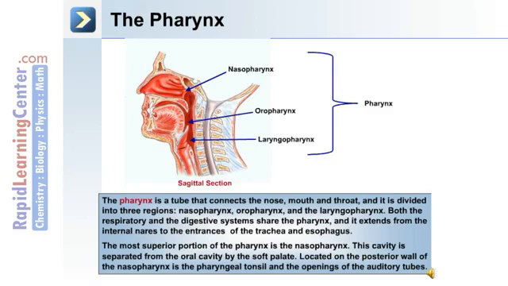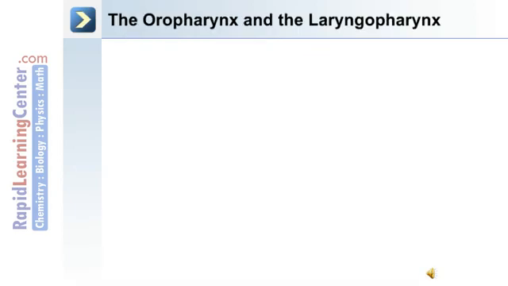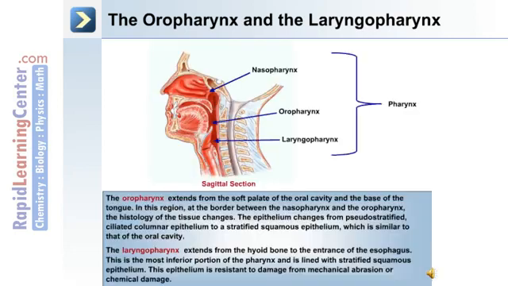The most superior portion of the pharynx is the nasal pharynx. This cavity is separated from the oral cavity by the soft palate. Located on the posterior wall of the nasal pharynx are the pharyngeal tonsil and the openings of the auditory tubes. The other two regions of the pharynx are the oral pharynx and the laryngeal pharynx. The oral pharynx extends from the soft palate of the oral cavity and the base of the tongue.